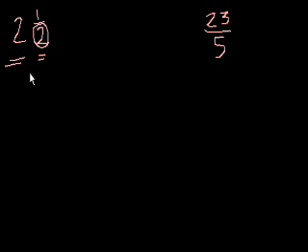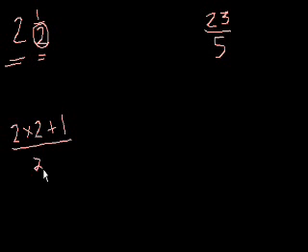I think if we do enough examples, you'll get the pattern. So 2 times 2 is 4, plus 1 is 5. So let's write that. It's 2 times 2 plus 1. And that's going to be the new numerator. And it's going to be all of that over the old denominator. So that equals 5 halves. So 2 1/2 is equal to 5 halves.